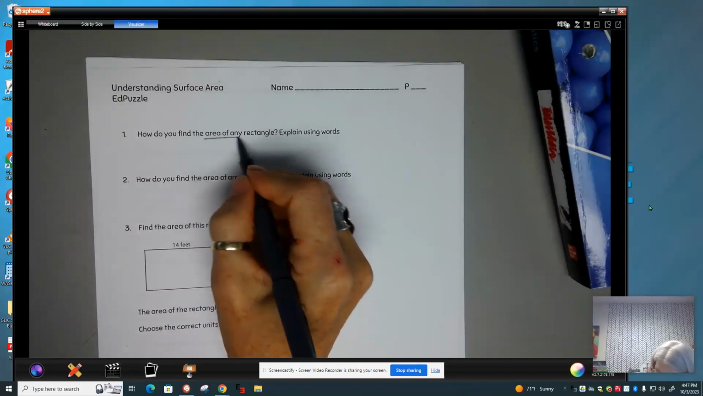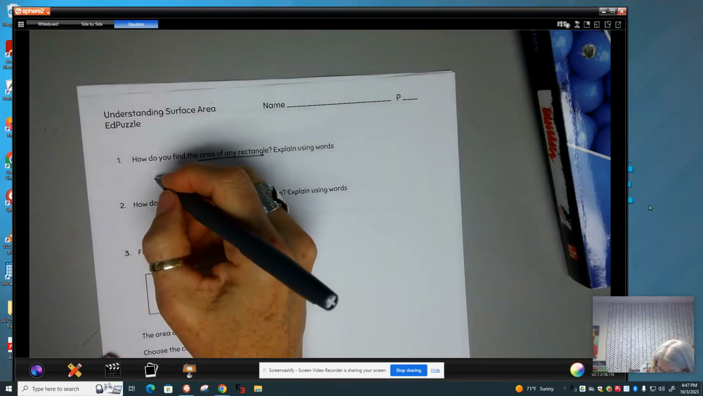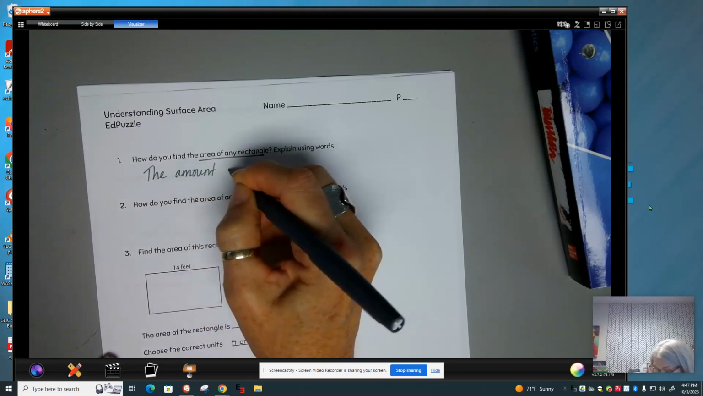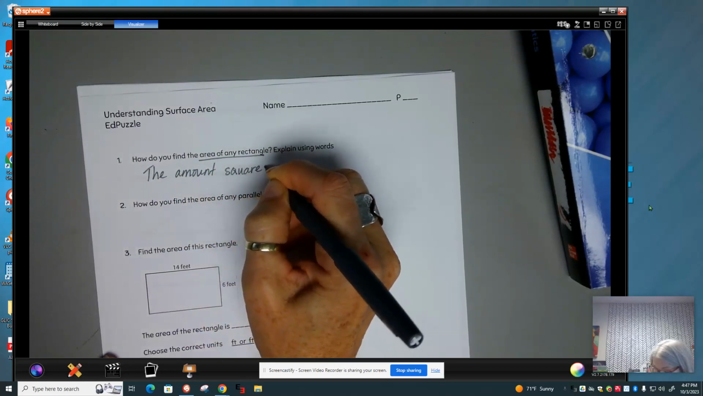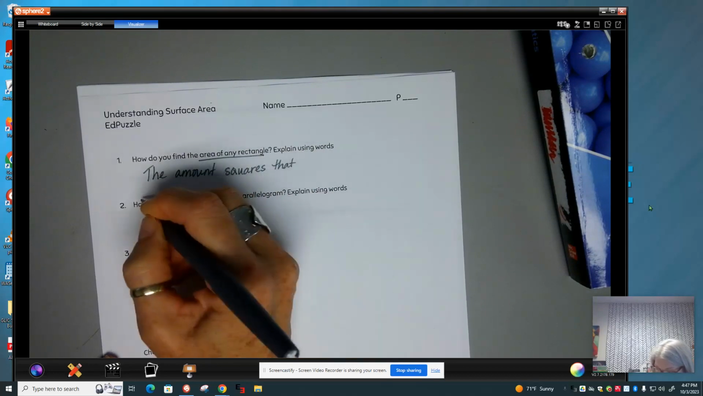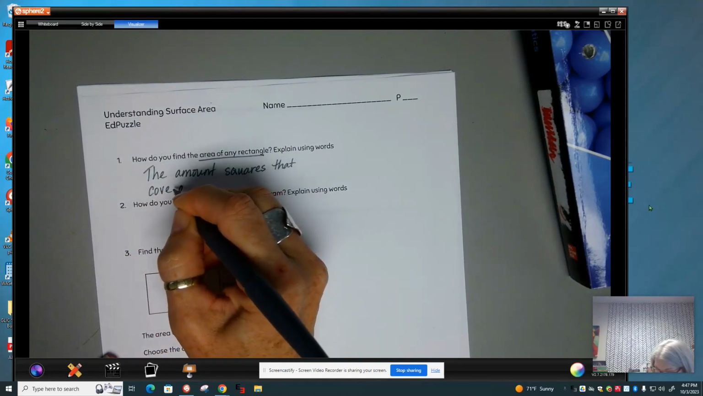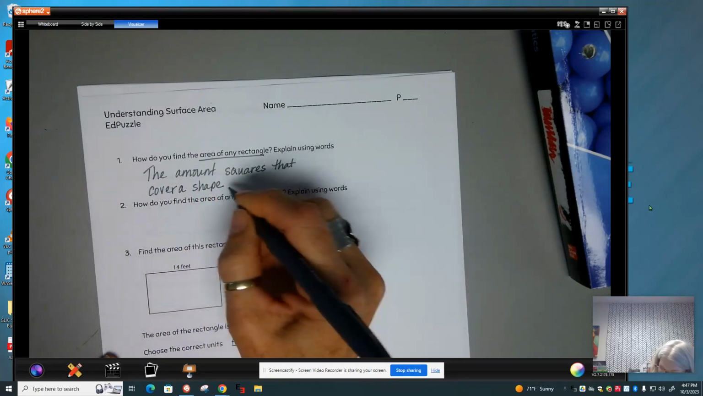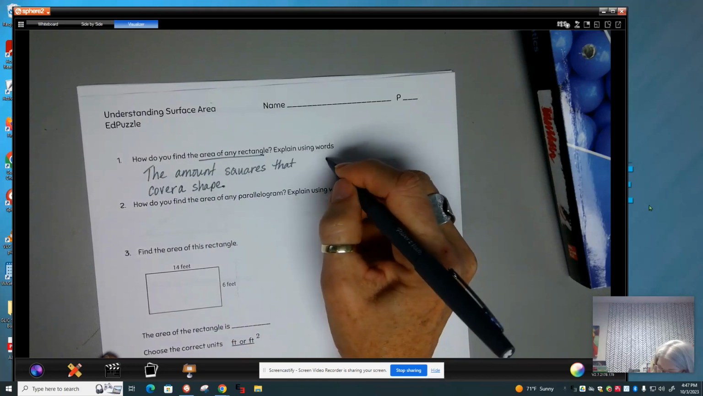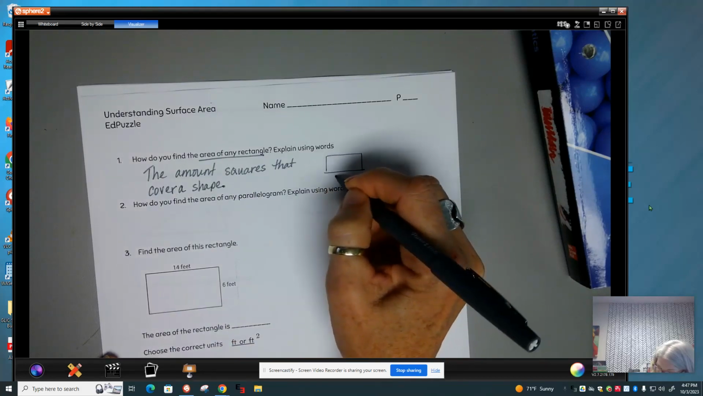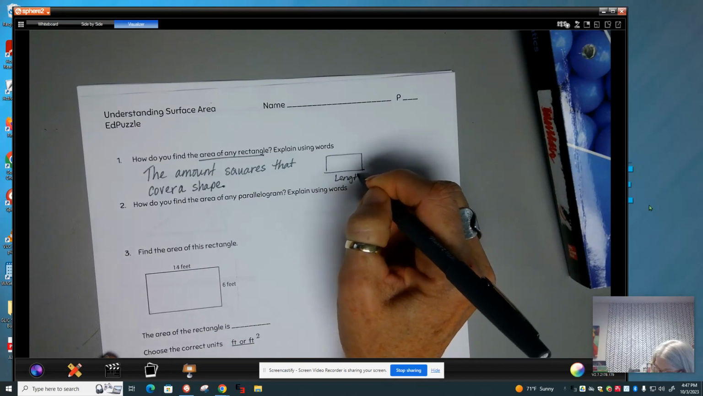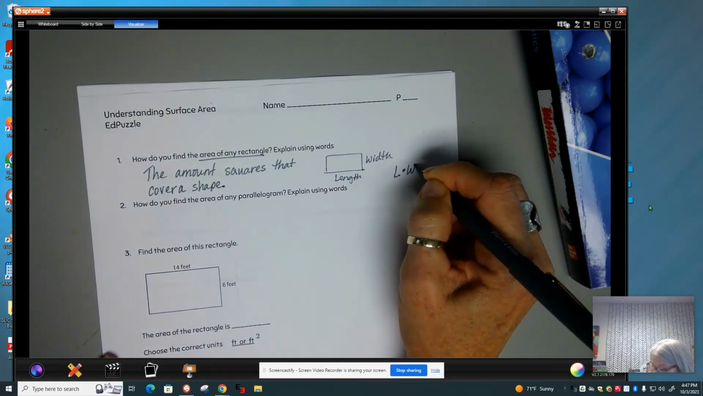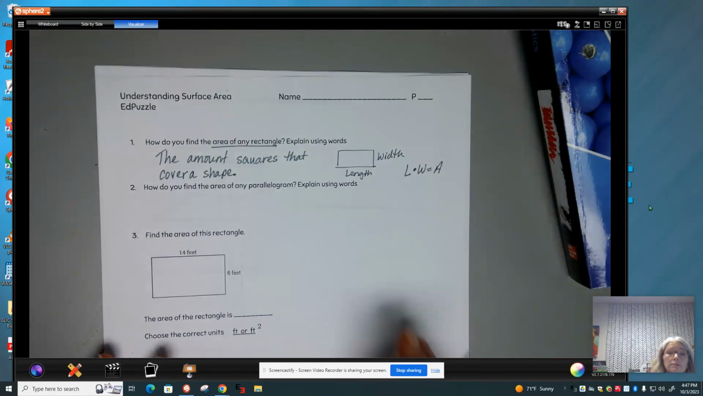Area of a rectangle is the amount of squares that cover a shape. Now, the way we do it is we do length times width. So L times W equals area.